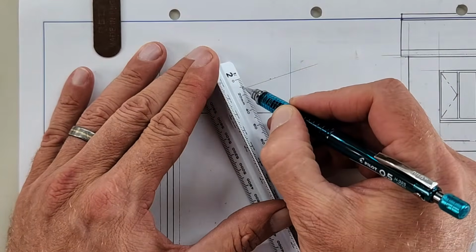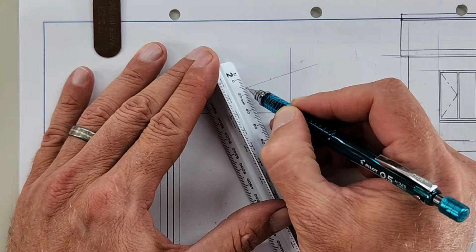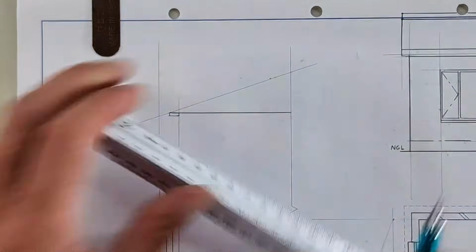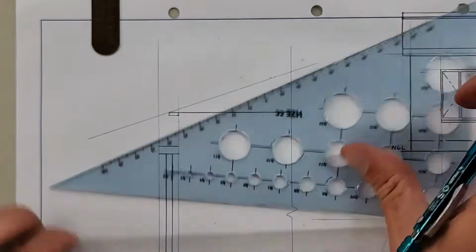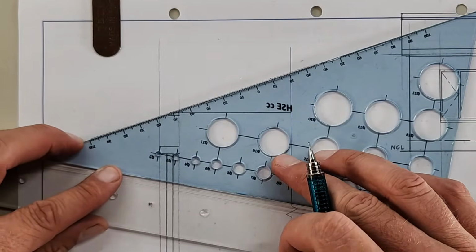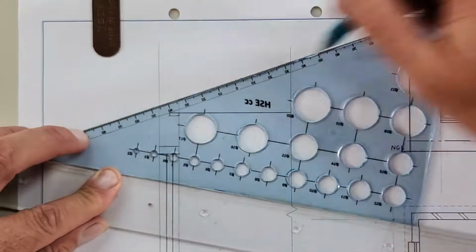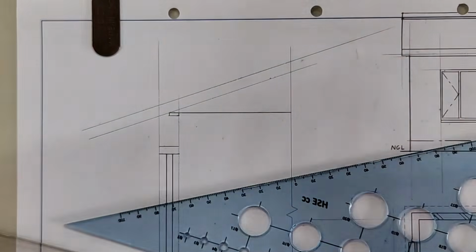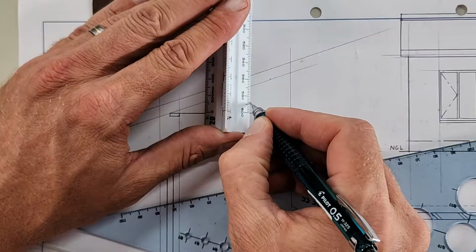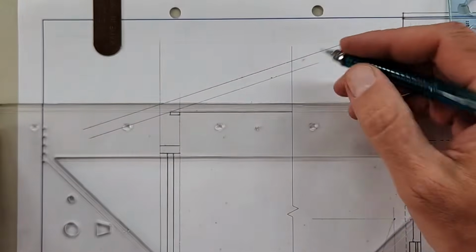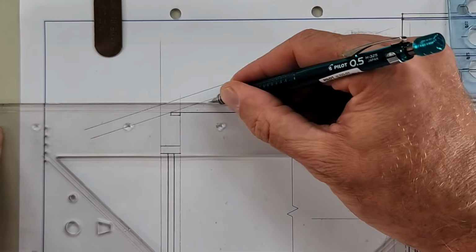114 estimated right there. Parallel, using your ruler, slide your triangle. That's your construction. We also do 100 and right there. Now you can start filling this in.